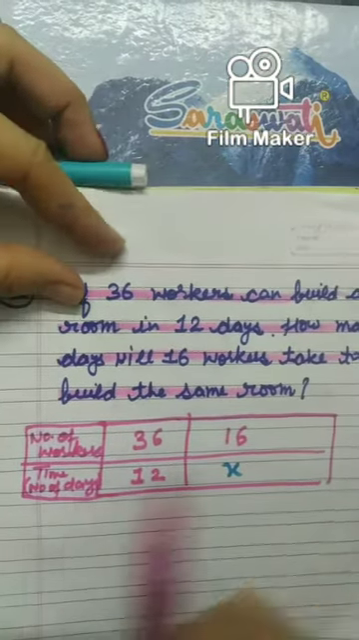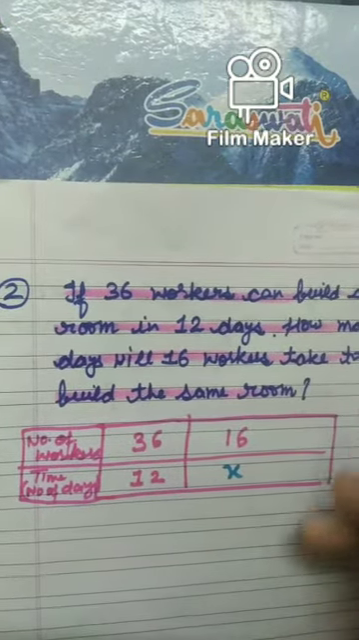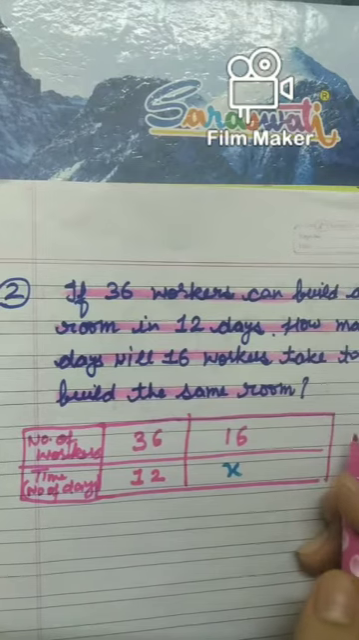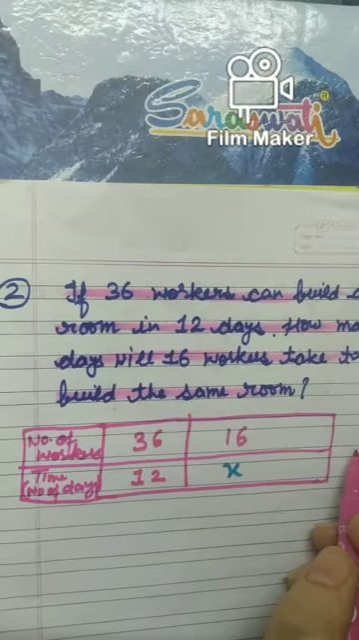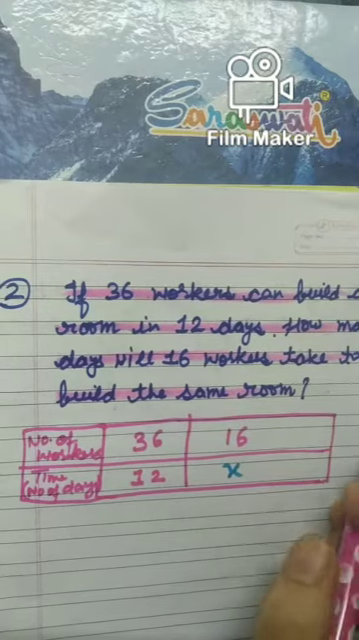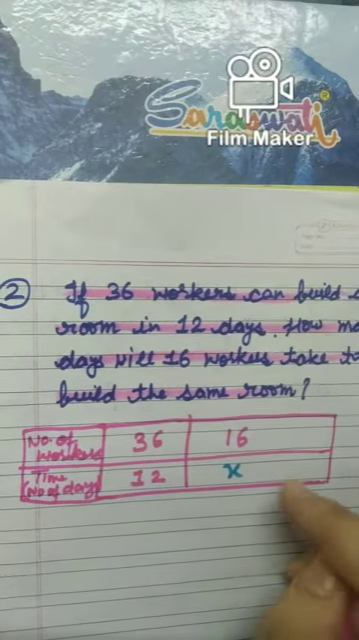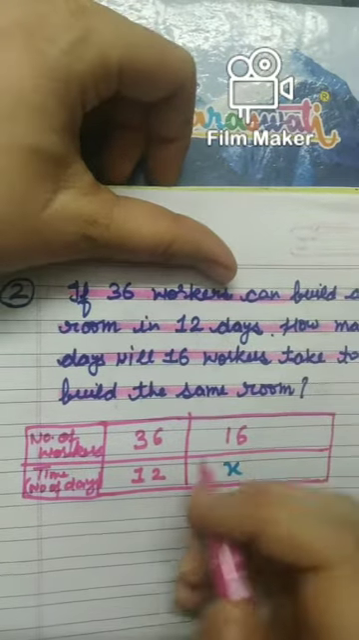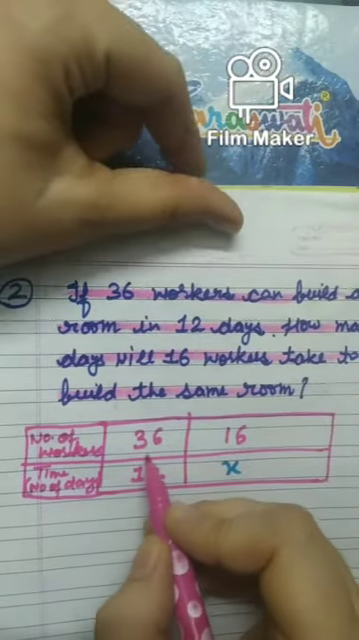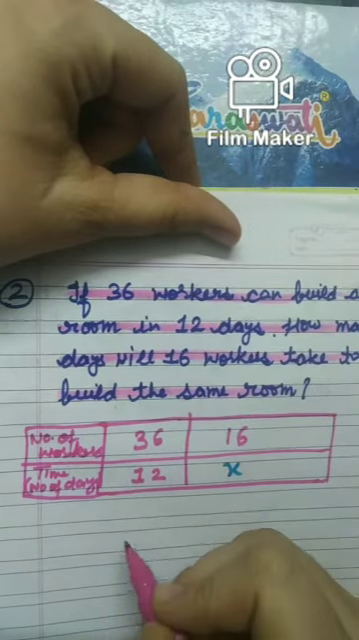Now beta, you see. If more workers are there, less time will be taken. If fewer workers are there, more time will be taken. So we have an opposite relation. If one thing is increasing, the other is decreasing. So this is a case of indirect variation. And in indirect variation, I have told you that their product is always constant.